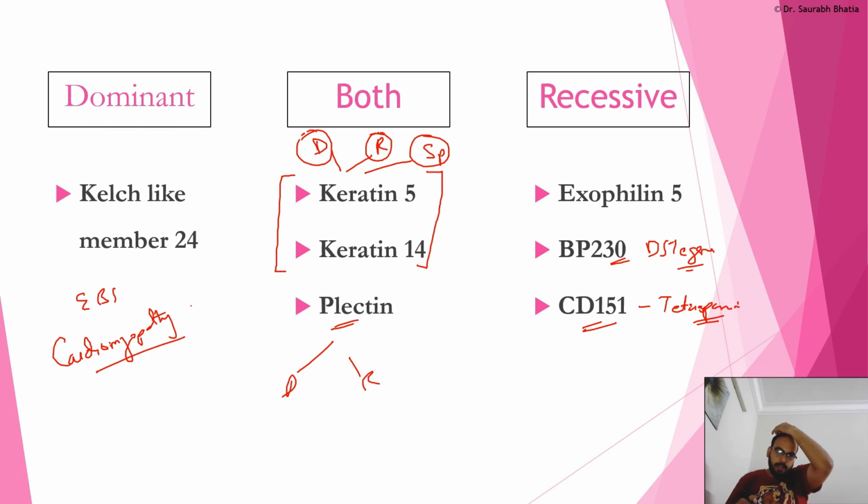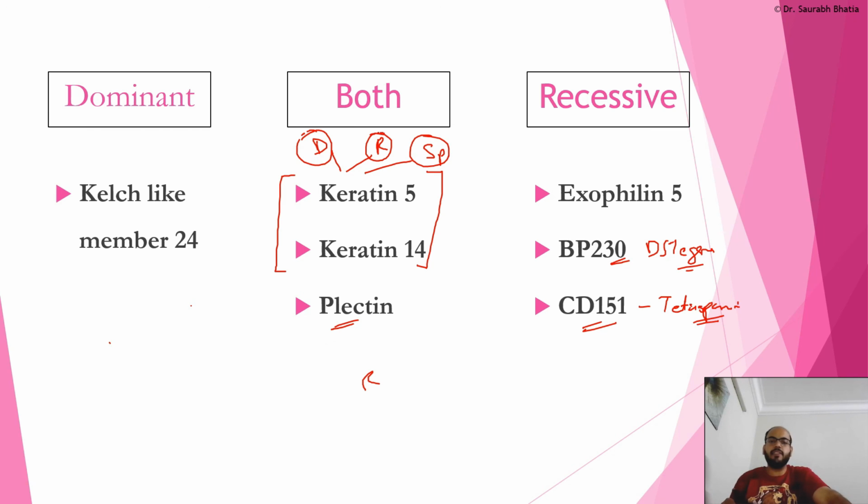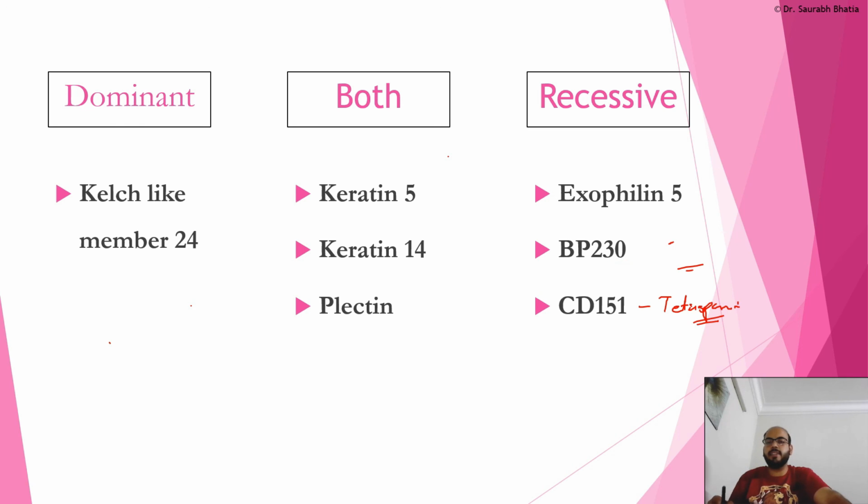I'll remove all the markers. Just look at this slide: keratin 5 and 14 have both forms of inheritance, while Kelch will have dominant, and Exophilin, BP230 and CD151 will have recessive inheritance. So you can take a screenshot of this. Let's move forward.